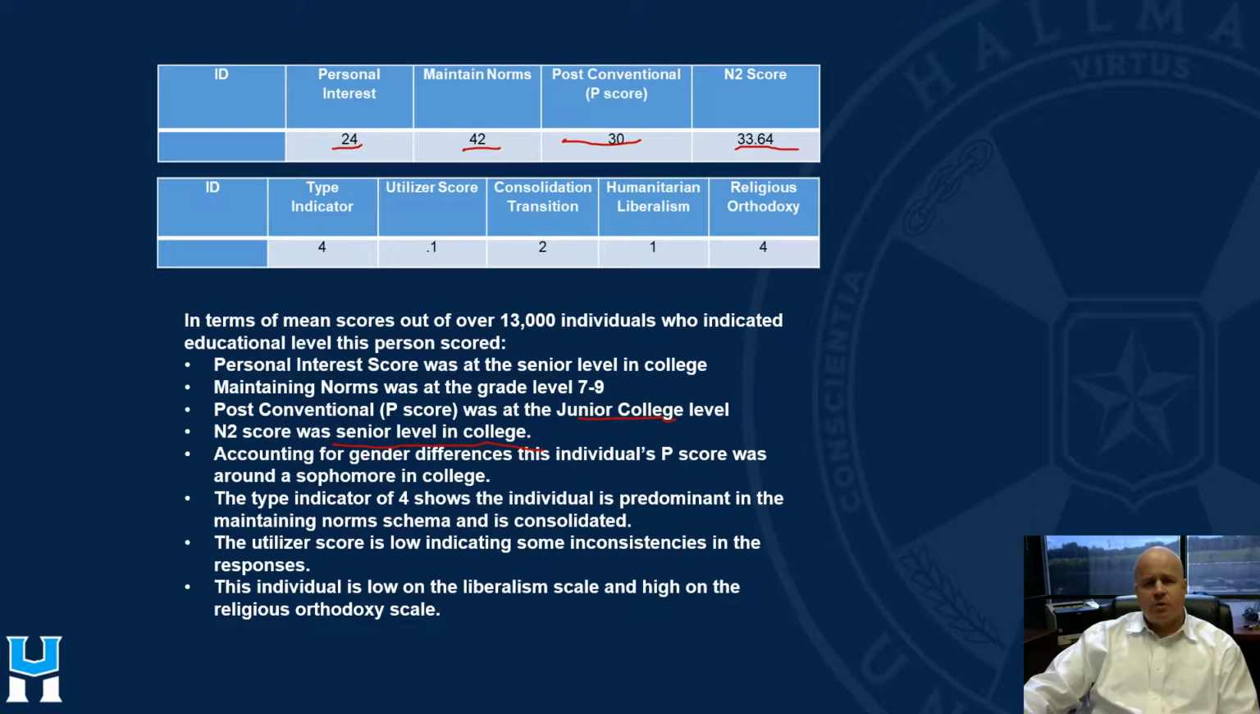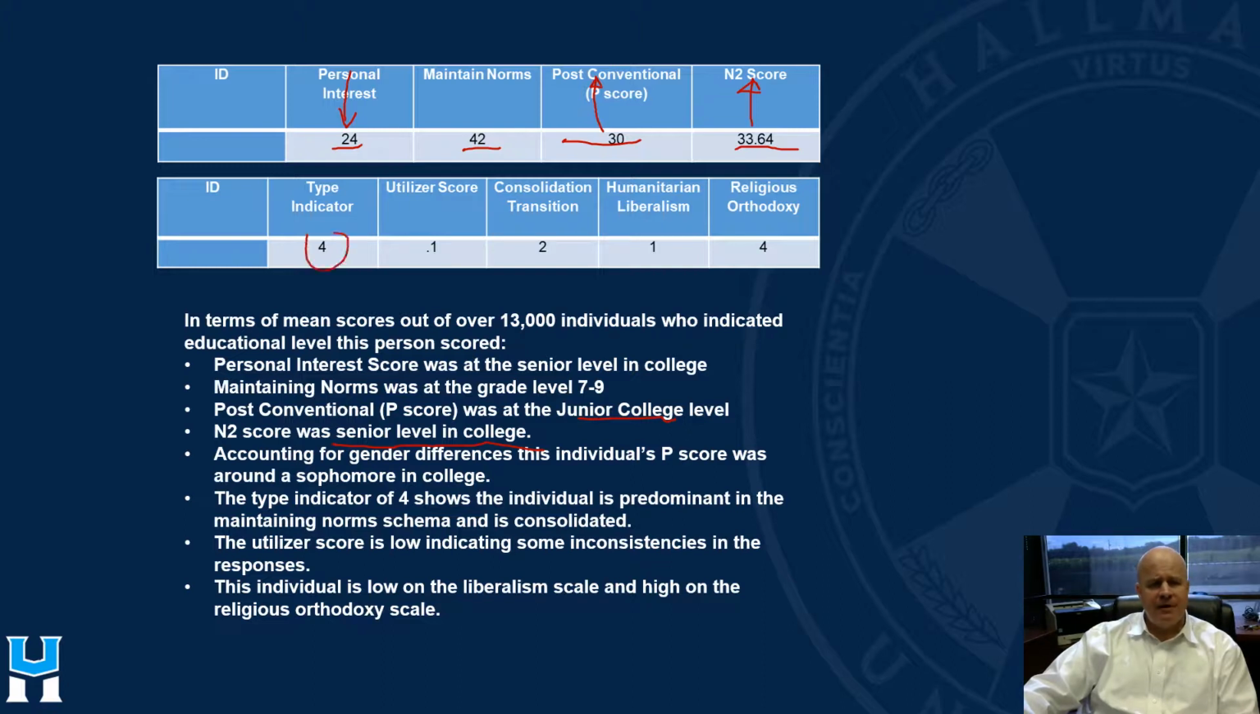These scores here are the ones that change the most when exposed to education. So as you go up the educational ladder, what you should see, and you will be taking this test again, is that the personal interest scores should go down and your post-conventional and N2 scores should increase. So that's kind of what you're looking for over time. Maintaining norms, I've seen them do both, but these are the main 3 that you're looking for.